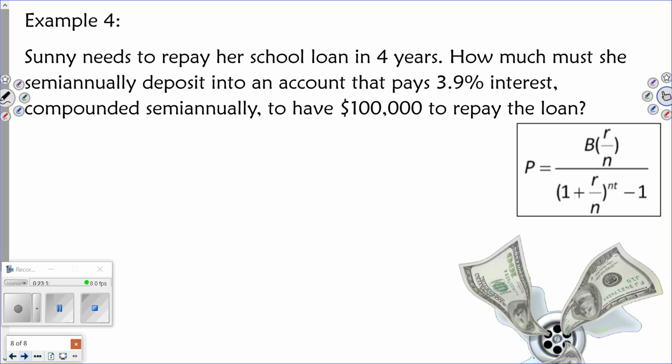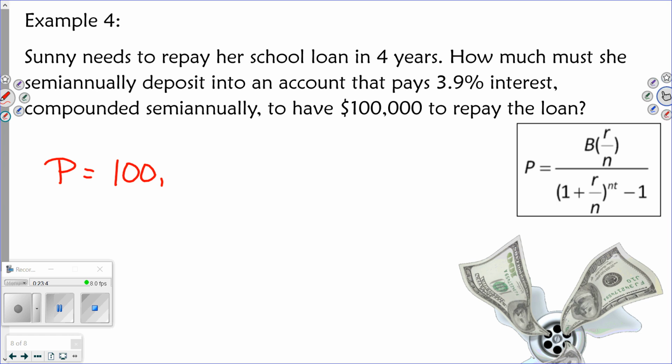All right, last one. Sunny needs to repay her school loan in 4 years. How much must she semi-annually deposit into an account that pays 3.9% interest, compounded semi-annually, to have $100,000 to repay the loan? All right. So again, I'm looking for a specific amount of money that I want to have accumulated. So that's why you know it's the periodic one, the present value, because I want a specific amount. All right, so let's go ahead and write out our formula.